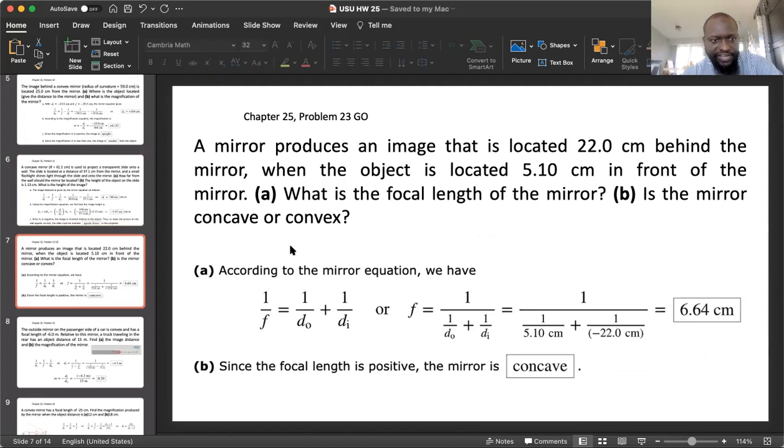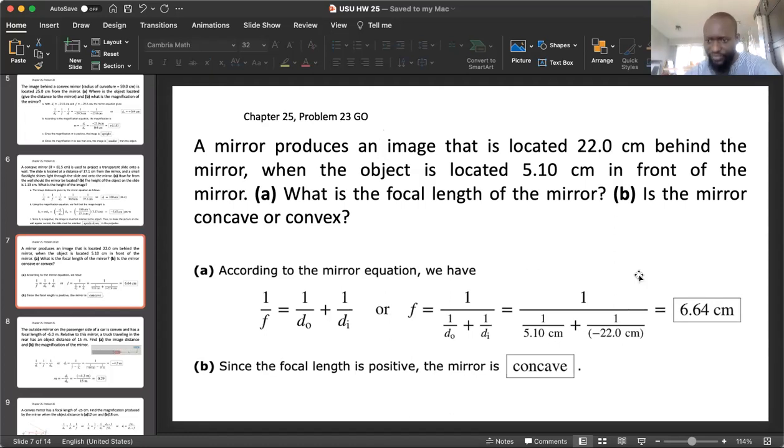Next, chapter 25, problem 23. A mirror produces an image that is located 22 centimeters behind the mirror. So it's a virtual image. We can't tell yet what kind of mirror it is, because even a concave mirror can have a virtual image if you place the object between the focal point and the pole of the mirror. And a convex mirror always produces a virtual image. So now we are confused. When the object is located 5.1 cm in front of the mirror, what is the focal length?